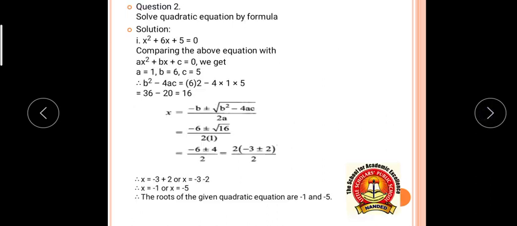Now one example I am going to explain today about the solution of a quadratic equation by formula. Very simple. Now see, a simple equation is given, x square plus 6x plus 5 is equal to 0. Comparing the above equation with ax square plus bx plus c is equal to 0, you will get a is equal to 1, b is equal to 6 and c is equal to 5. After writing these, you have to find out b square minus 4ac. b is 6 square minus 4 into a is 1, c is 5.